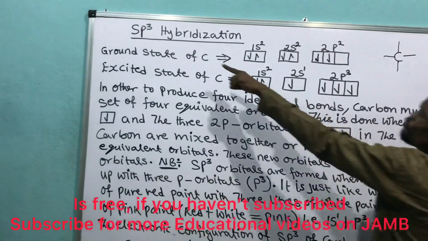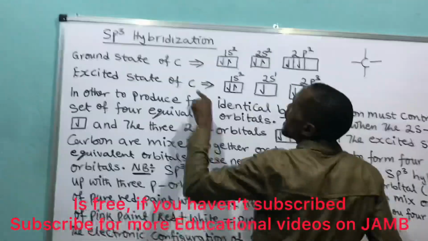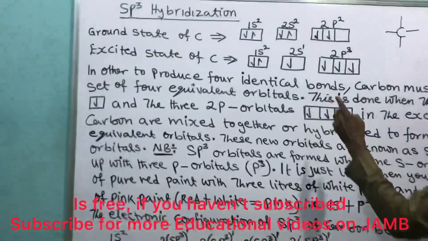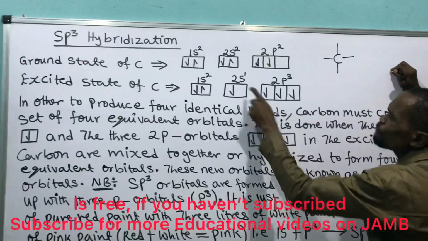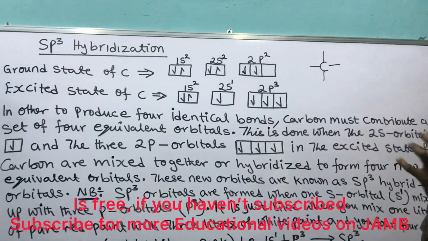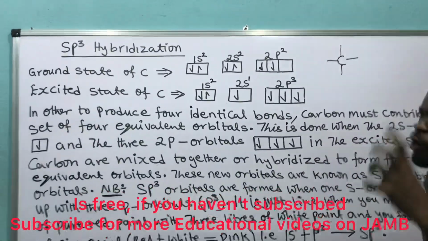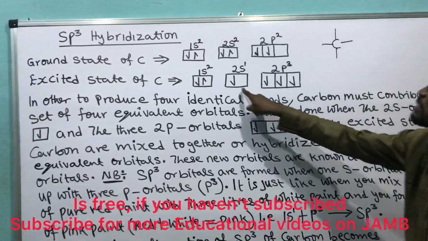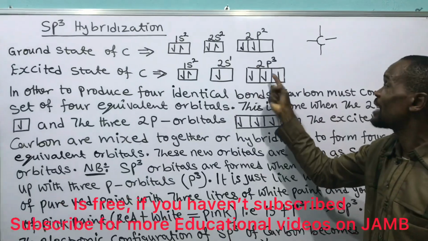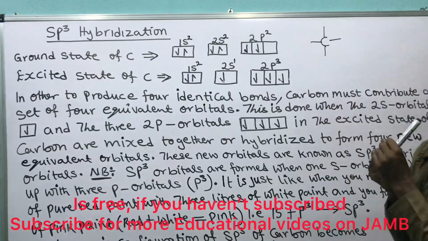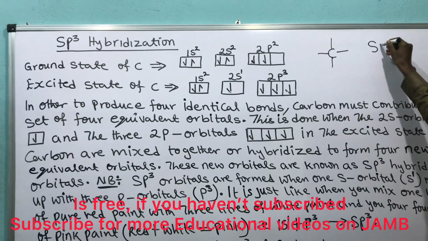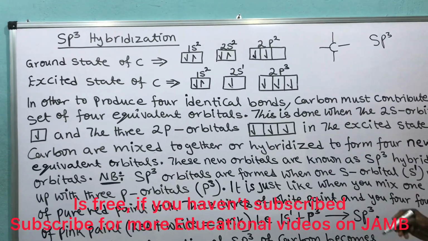We said for me to form sp3 hybridization, I have the excited state of carbon. This one has to mix with this one to form 4 identical bonds. You know that carbon needs 4 identical bonds, as I explained. This one and this will mix up to form those 1, 2, 3, 4 identical bonds. And those 4 identical bonds are what we are producing: sp3 hybridization.